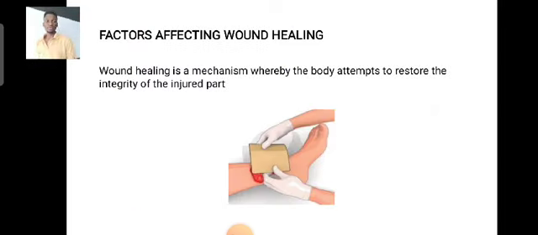Now, wound healing is a mechanism whereby the body attempts to restore the integrity of the injury. The body provides fibrosis, the blood and the deep tissues line up here so that they bring back the continuity and fix the break in the integrity of the injured part. That is what we call wound healing. There are 4 stages of wound healing, which we'll discuss as we go forward.